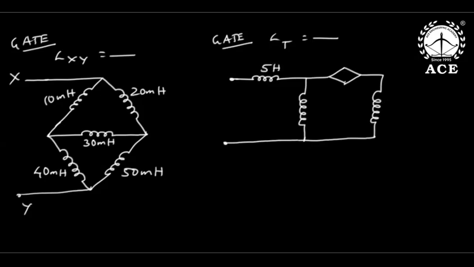5 Henry, 4 Henry, 2 di by dt, this is I, and this is 3 Henry. And I want L total. 5 Henry, 3 Henry, 2 di by dt, 4 Henry, and I want L total.